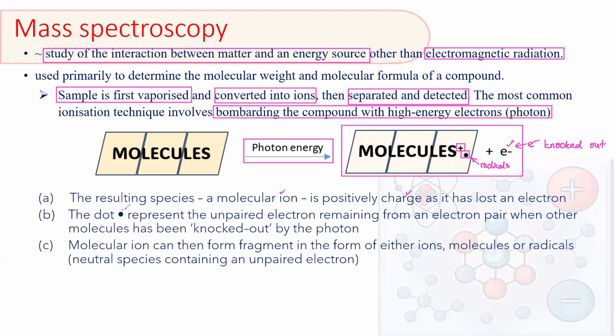Now the dot represents the unpaired electron remaining from an electron pair, where the other electron of the molecule has been knocked out by the photon. So molecular ion can then form fragments in the form of either ion, molecule, or radicals, which is a neutral species containing unpaired electrons in here. So some of the examples of how these bonds inside this molecule can be separated.